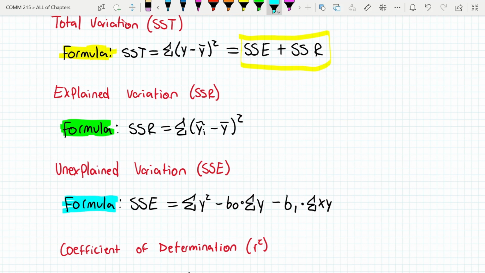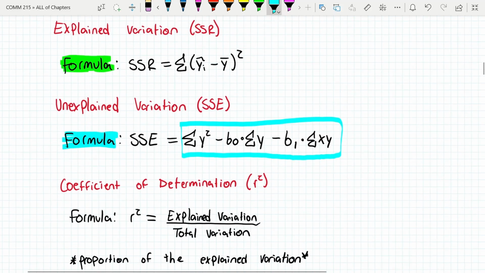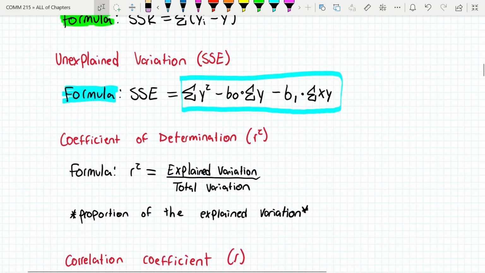So this is a long formula, but it's pretty straightforward, because you can just calculate that in your question, as they'll give you the values of y and the values of x, and then you just have to find the sum of that. So the coefficient of determination, like I said, r squared. This is the formula. I'll put this in purple.